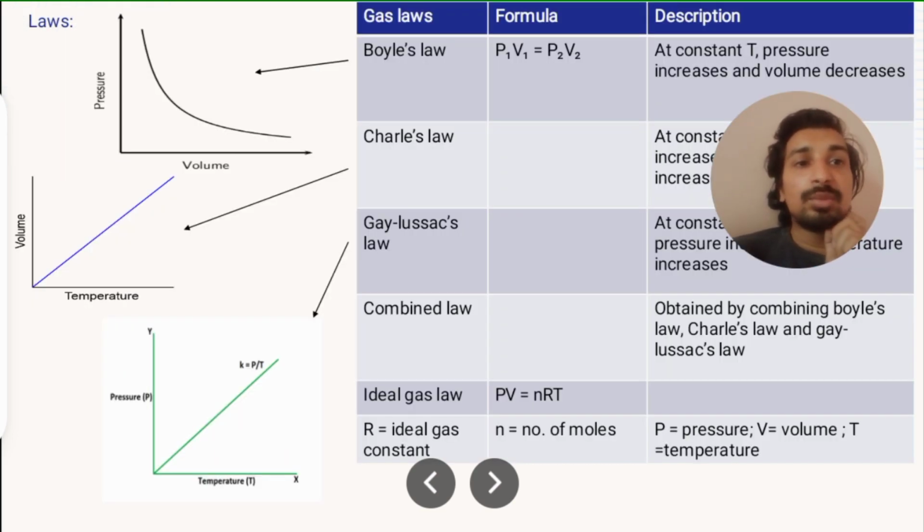And then you have Boyle's law: P1 V1 is equal to P2 V2. So you can see the graphs here. The Boyle's law graph is like this. Pressure reduces as you increase the volume, and here volume increases when you increase the temperature, and here again pressure increases as you increase the temperature. Gay-Lussac's law. So next you have the ideal gas law: PV is equal to nRT.